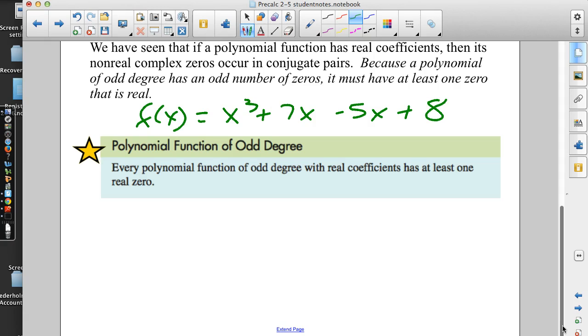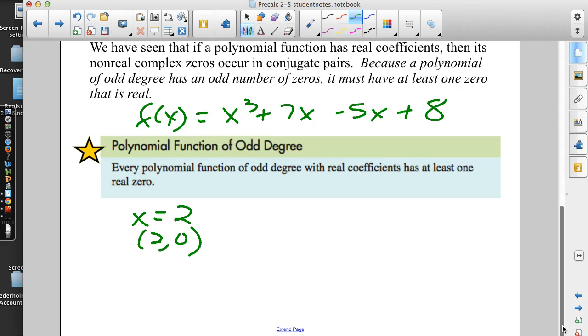Just making that up. Totally made that up. Let's just say that one of its zeros is x equals 2. In reality, it probably is. If I told you that one of the other zeros that it has is imaginary, what would have to be true about the third zero?